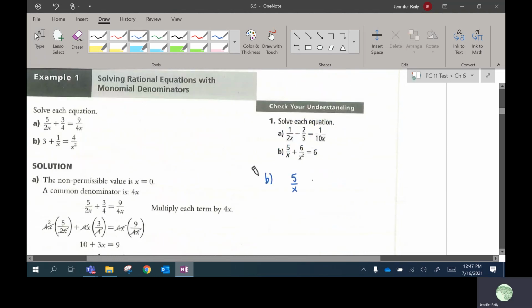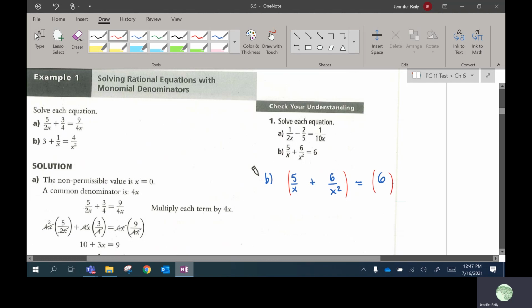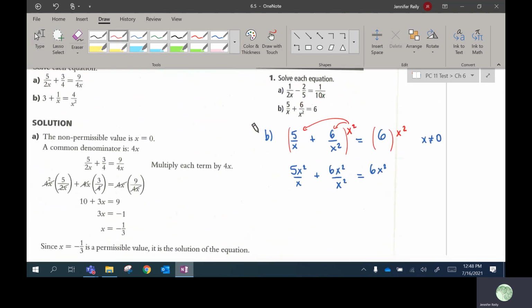So I have 5 over x plus 6 over x squared equals 6. So I'm going to multiply every single term here by something that's going to cancel out those fractions. I'm going to take x squared and multiply everything by x squared. So I have 5x squared over x, 6x squared over x squared, and 6x squared. Before I start, I should say x cannot be 0. That's my non-permissible value. Okay, let's do our cancellations.